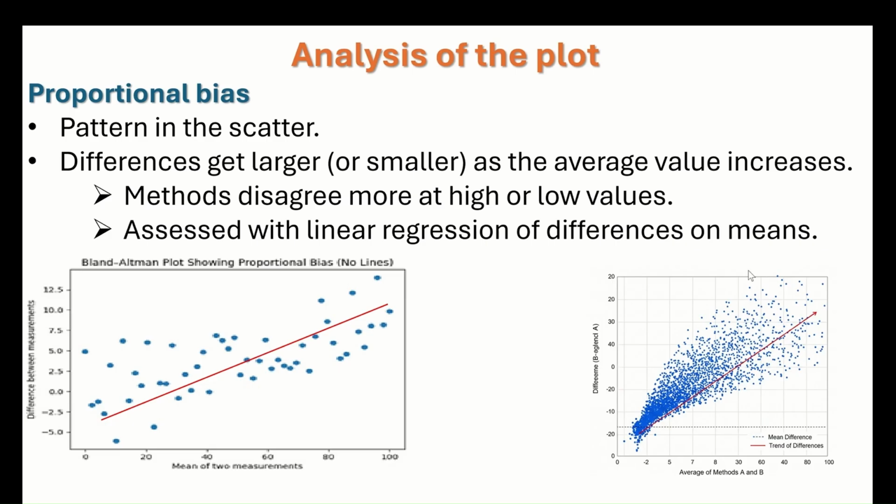As shown here in the second plot, when there is an increase in the difference, the average increases. So there is a trend in the graph, so that indicates that there is a proportional bias. And the way to resolve this issue is to do log transformation of the data.